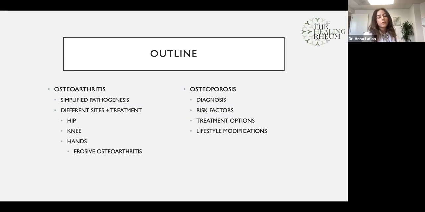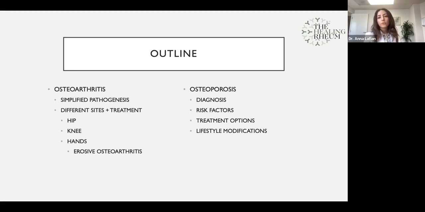Obviously you can get osteoarthritis in any part of the body, but the most common parts are what I'll talk about: the hip, the knee, the hands. For the hands, there's also an entity that's a little more aggressive than just simple osteoarthritis, and that's called erosive osteoarthritis. We'll talk a little bit about that. And as we go, I'll try to include some treatment modalities as well.